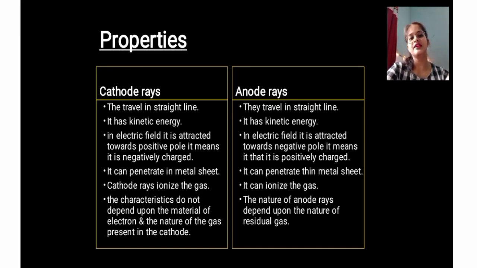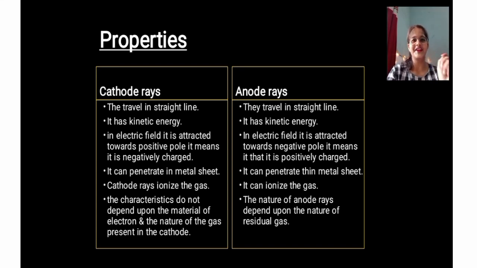And another is the characteristics of the cathode. It doesn't actually depend on the nature of the gas or the material of the electrode. The cathode rays don't depend on the nature of the gas. But in the case of anode rays, they always depend on the nature of the gas. You can say it depends on the residual gas. What is that residual gas?